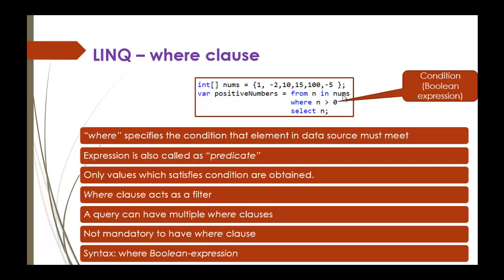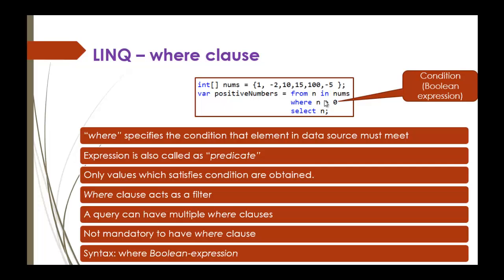That's what the where clause is used for. It is used to write the condition that the user wants to be met, and only values which satisfy that condition are obtained. The where clause acts like a filter for us. It means we are filtering for the result we want, not the extra things. A query can have multiple where clauses. It's not that a query must have only one where clause. You can have multiple where clauses in a query syntax. It's also not mandatory to have a where clause.